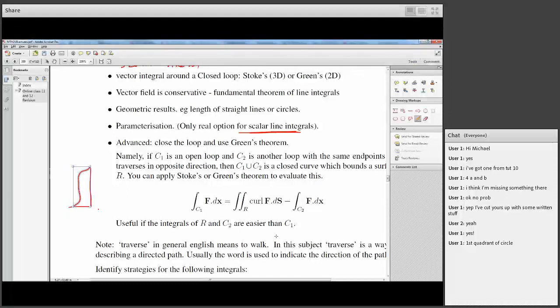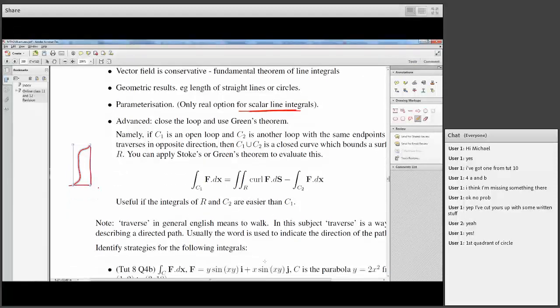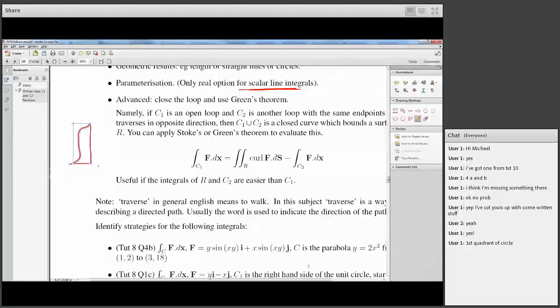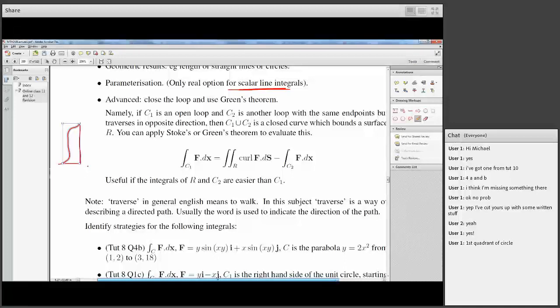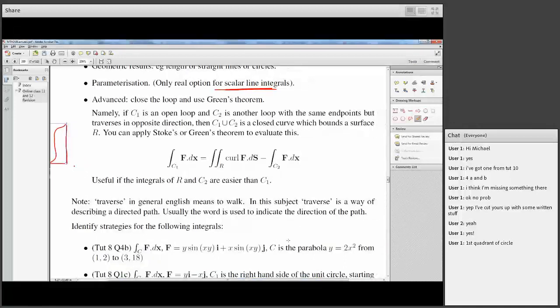I'll show what I mean by some of these in a second. A question people had on this too is that I often use the word traverse when it comes to vector line integrals. And what does that actually mean? In general English, it sort of means the idea to walk or scale. It means to go, literally means to travel across, essentially. So what I really mean it for in this subject is the idea of moving along a directed path. And normally I use it to indicate the direction of the path, essentially.